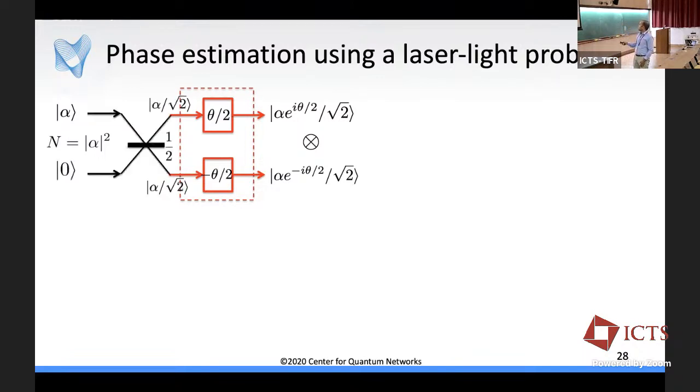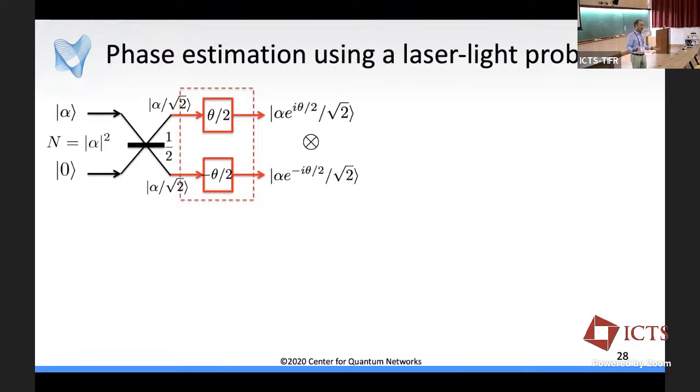So with a coherent state, let's say in this way, I'll split the coherent state on a 50-50 beam splitter. So this alpha over square root of 2 gets that phase, alpha over square root of 2 gets that phase. And now this is your quantum state that encodes the phase. What would you do to find the Fisher information for that quantum state? Meaning at this point, I'm tasked with designing a receiver that has the highest sensitivity of estimating that parameter theta.